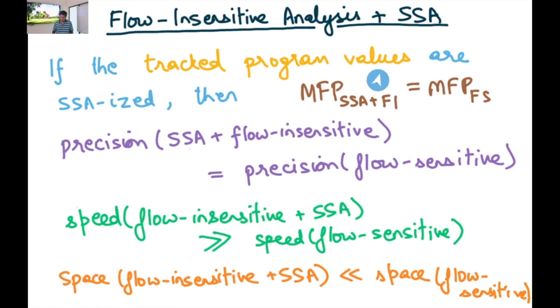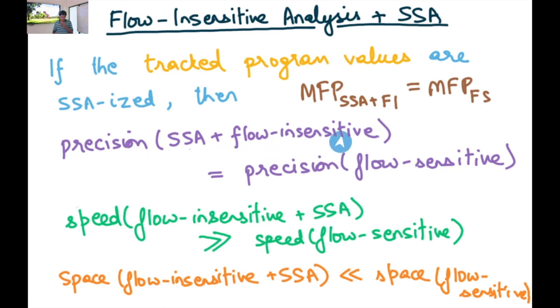If the tracked program values are SSAized, which means the program is converted to SSA, then the maximum fixed point solution obtained by running the fixed point iteration algorithm on the SSA program with flow insensitive setting, which means I completely collapse the control flow graph, is the same as the precision of the solution that you're going to get without collapsing the control flow graph, which is represented by MFP flow sensitive.